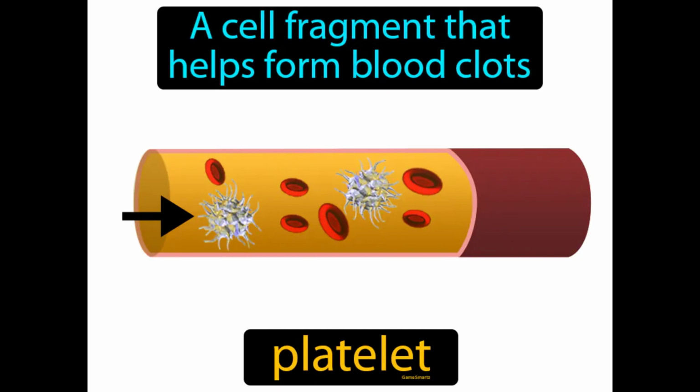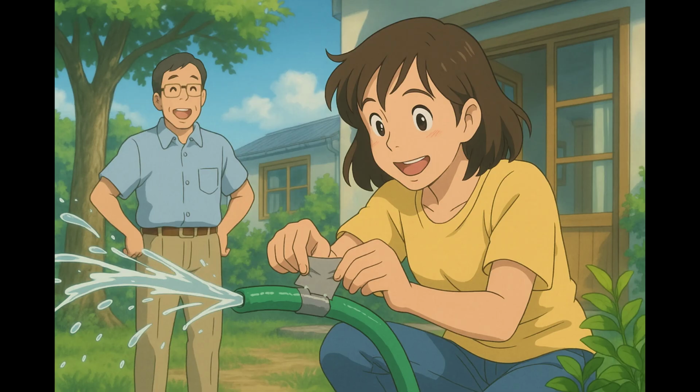A cell fragment that helps form blood clots. Platelet. Platelets are tiny pieces of cells in the blood that help stop bleeding by forming clots. Imagine you're trying to fix a leaky garden hose with a small piece of duct tape. Just like how the duct tape acts as a temporary patch to stop water from gushing out, platelets act as patches that help stop bleeding when you have a cut.